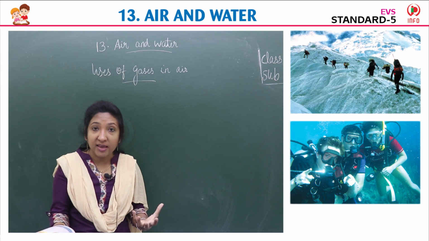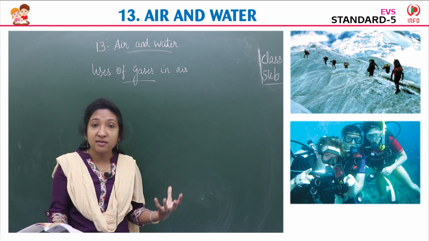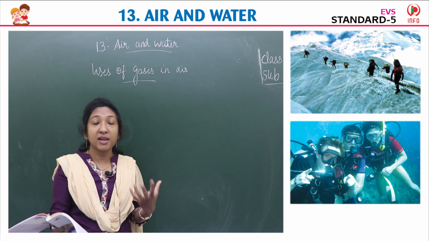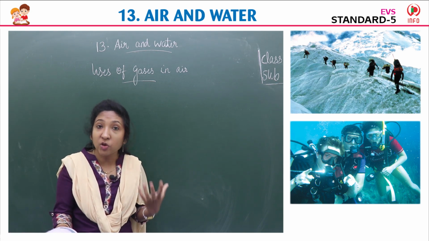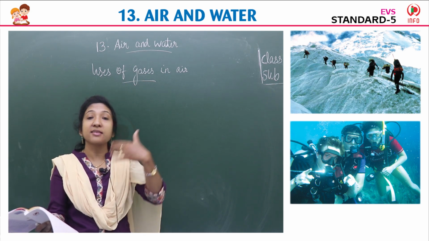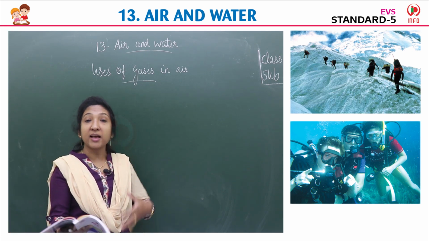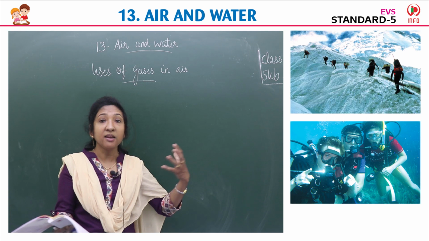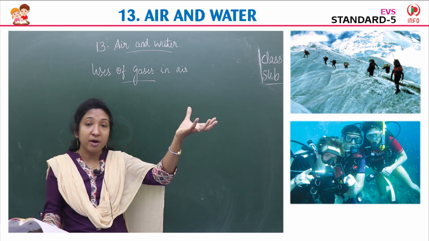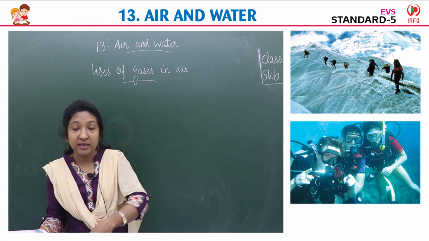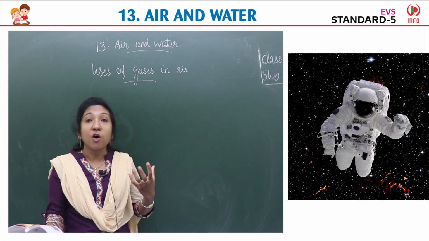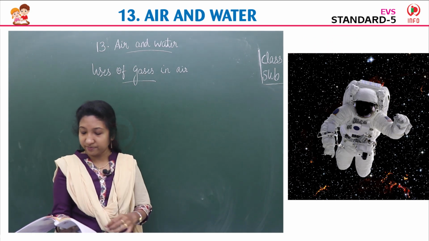So air is a mixture of gases, we know. In the atmosphere there are many gases. The main gas is oxygen, because it supports life. All of the living organisms on the earth need oxygen to live. Then human beings inhale oxygen and exhale, that means give out, carbon dioxide, and plants need carbon dioxide for making food. And the mountaineers climbing up the mountains, the people who dive into the deep sea, and the people who go to space, all of them carry oxygen cylinders to breathe.